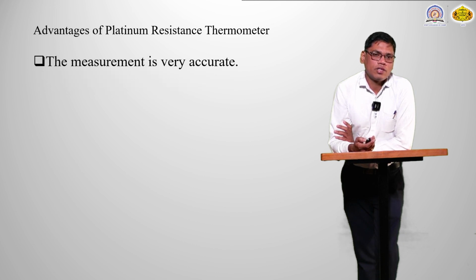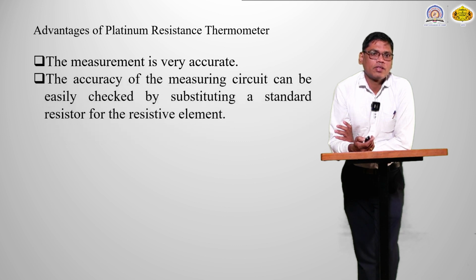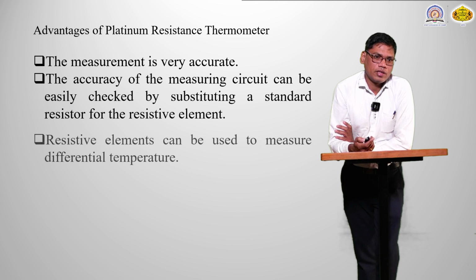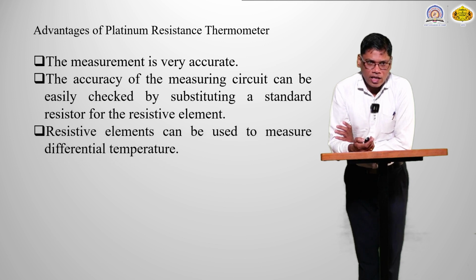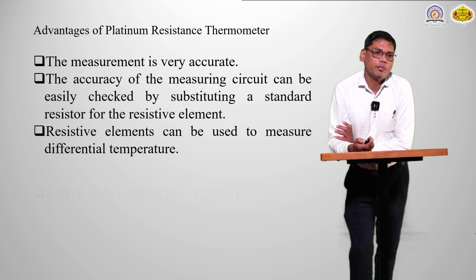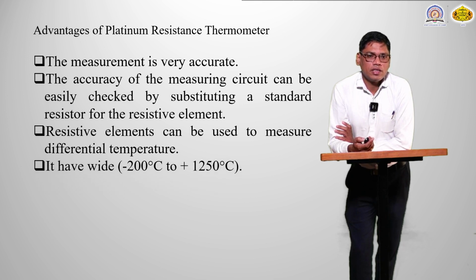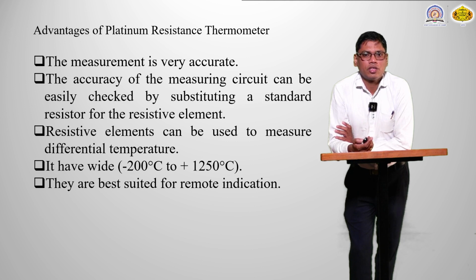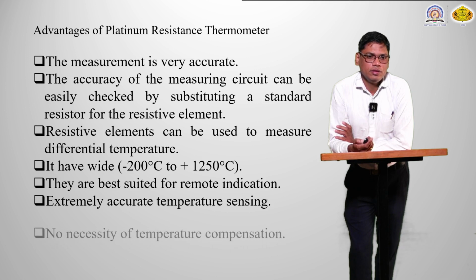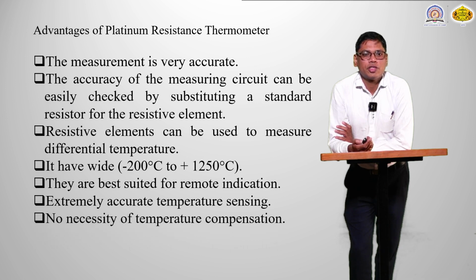Now the advantages of this platinum resistance thermometer. The measurement is very accurate. The accuracy of the measuring circuit can be easily checked by substituting a standard resistance for the resistive element. The resistive element can be used to measure a differential temperature. It has a wide range from minus 200 degrees Celsius to 1200 degrees Celsius. They are best suited for remote indication, give extremely accurate temperature sensing, and there is no necessity of temperature compensation.